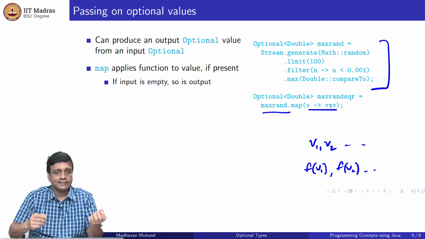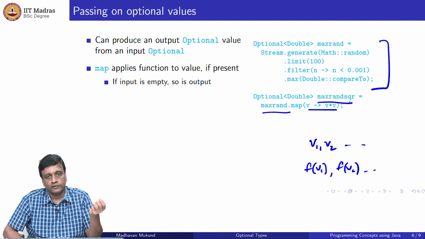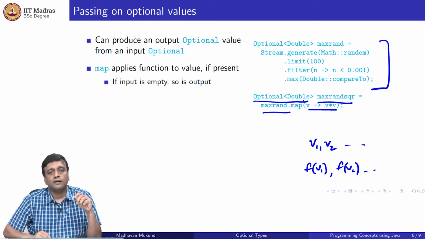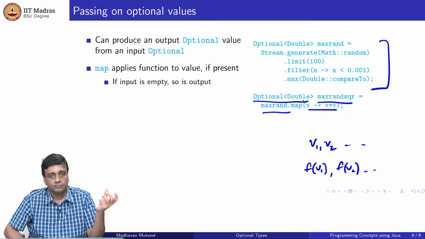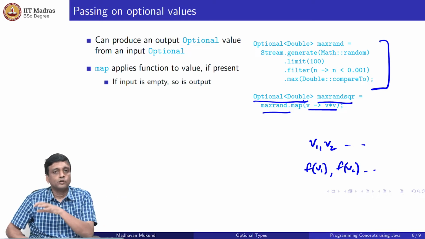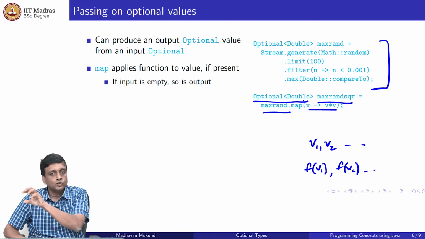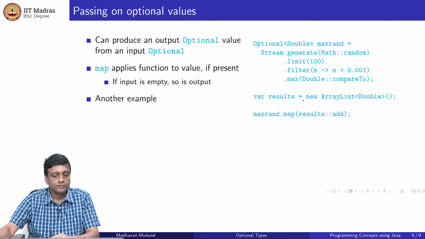Now there are two possibilities. I actually got a max rand, in which case this max rand square will now be the square of that, or I did not get anything, right. The max rand was empty because the stream was empty, and now map will produce an optional double whose value is empty. So this is the thing. It takes an optional, produces an optional. If there is a value, it automatically applies the function, produces a value. If the value is not present, it takes an empty, produces an empty, right. So that's the nice thing about this map.